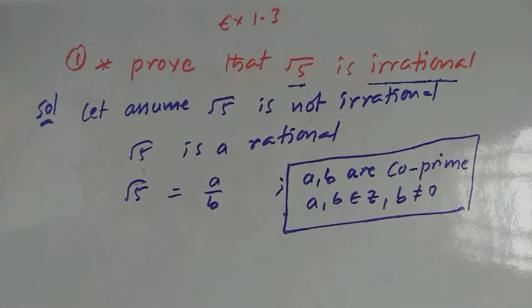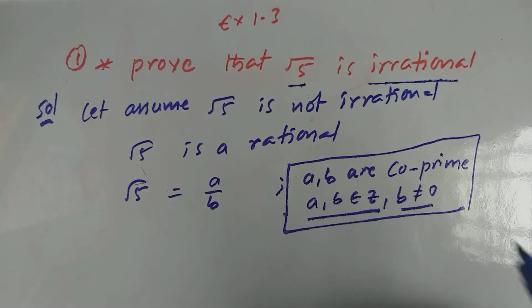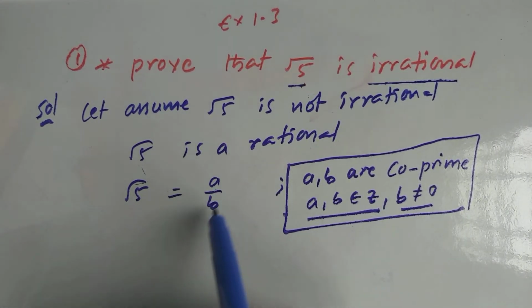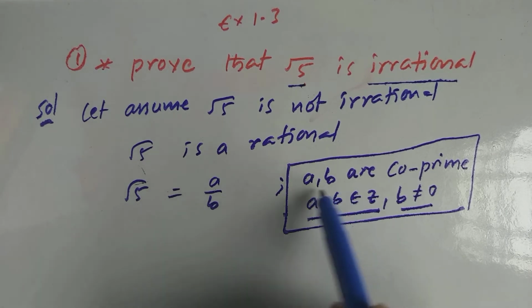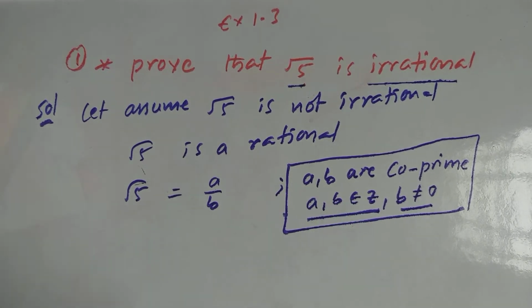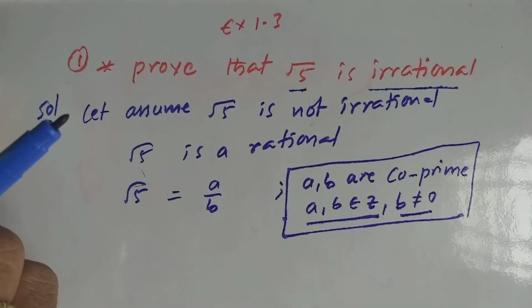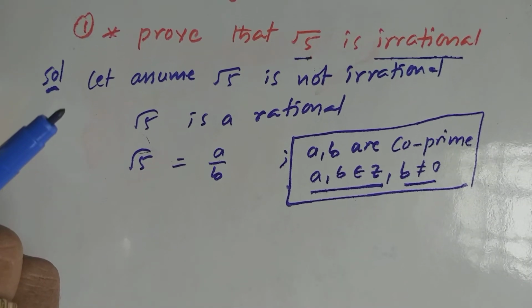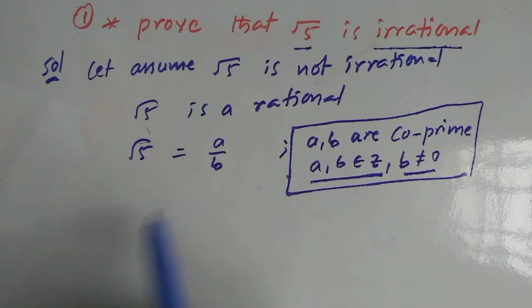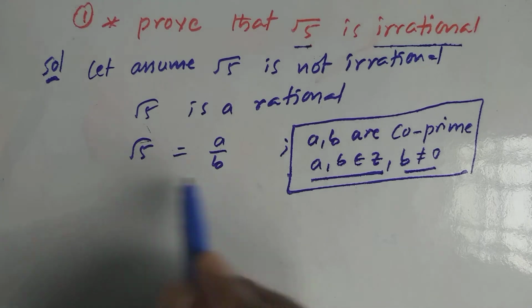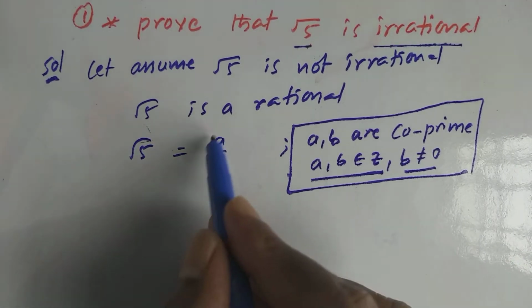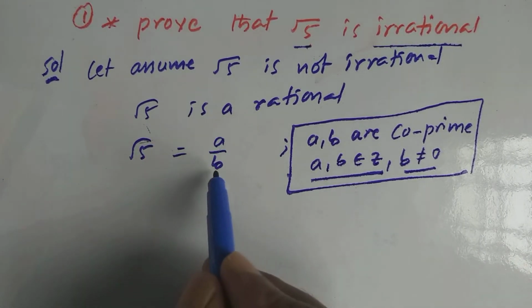Clear? Such a type of number is a rational number. Rational number means numerator and denominator should be integers, denominator not equal to 0. And what type of rational number? It is a by b where a, b are co-prime, the simplest form. You cannot do any more simplification. Clear? Now I am simplifying this one. For this fraction there is no simplification.